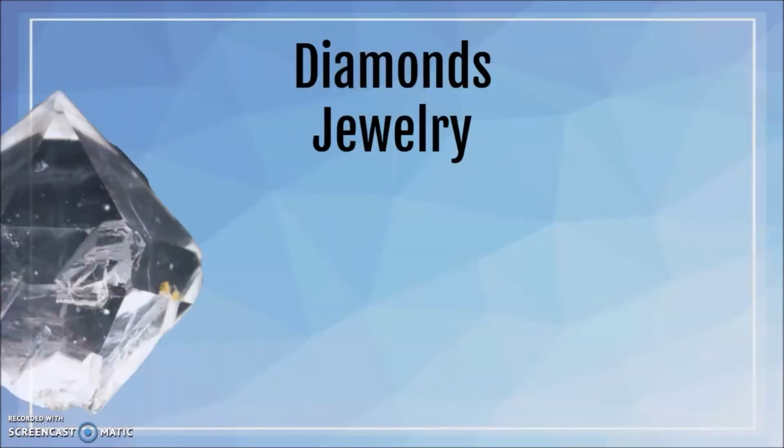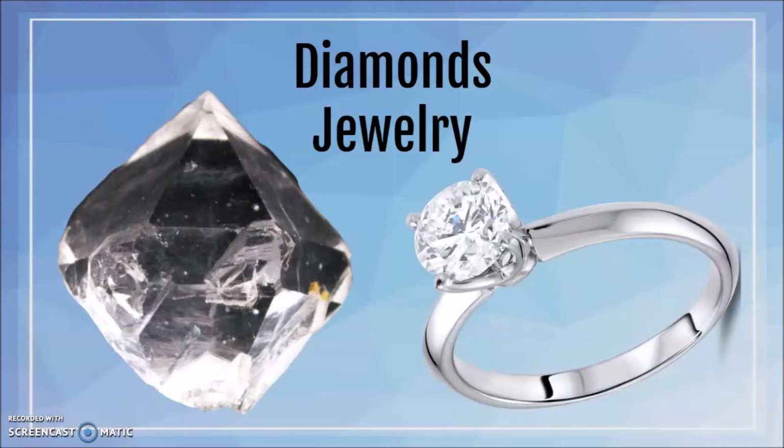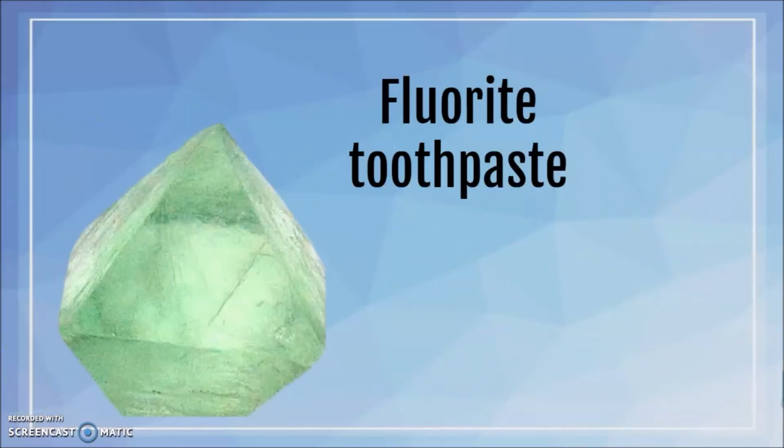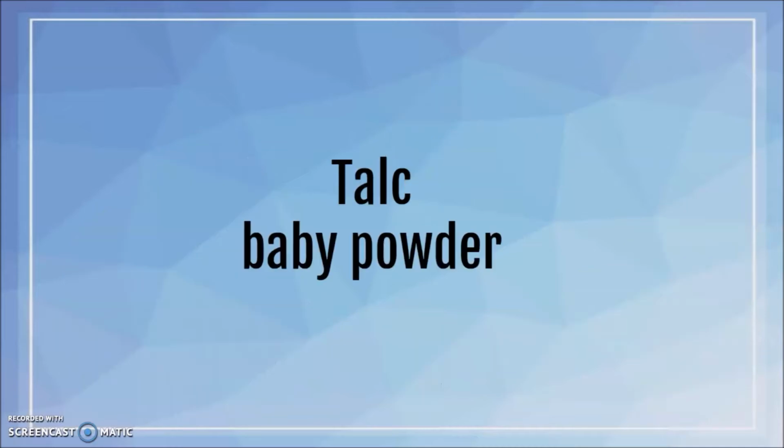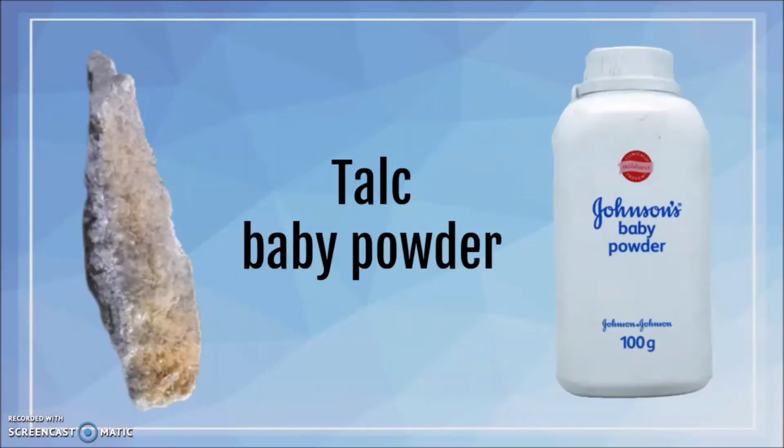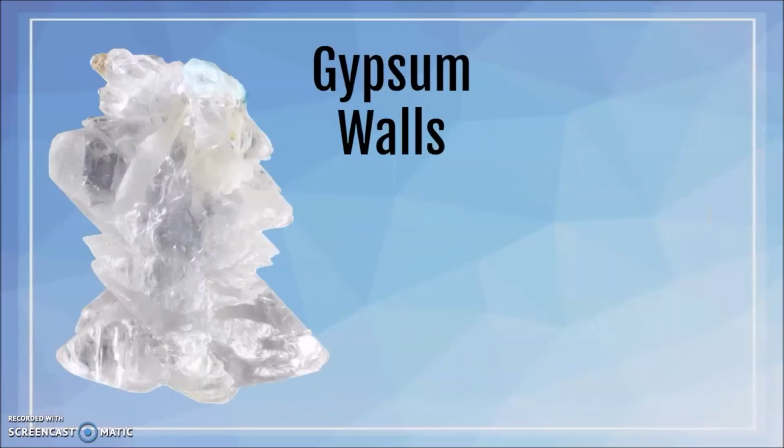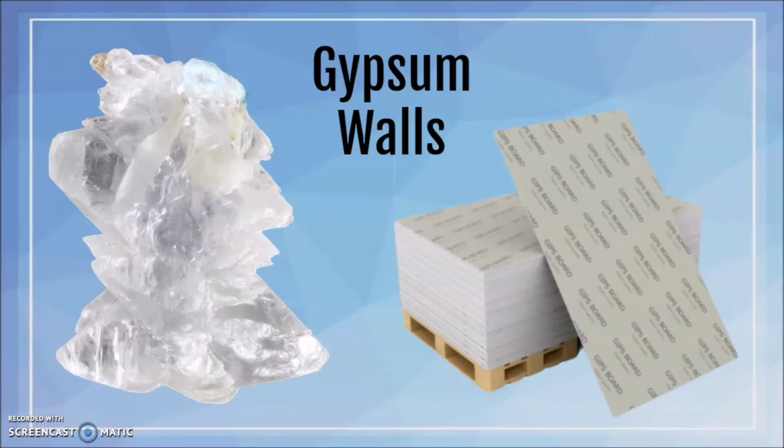For example, the mineral diamond is used in things like jewelry, the mineral fluorite is used in things like toothpaste, the mineral talc is used in things like baby powder, and the mineral gypsum is used in the creation of sheetrock, which is used in our walls. So we know that minerals make up rocks, as well as other stuff that we use.